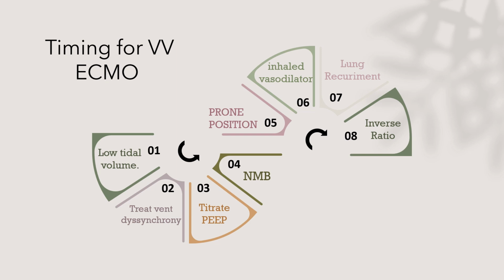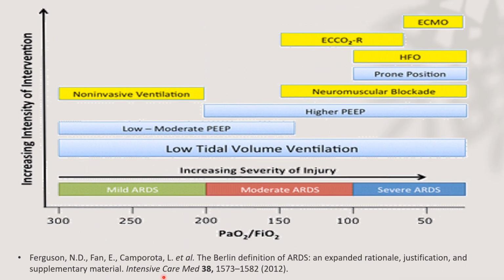What is the timing for VV ECMO? We should first do everything for the ventilation parameters: low tidal volume, treat ventilation dyssynchrony, titrate the PEEP, use neuromuscular blockade, prone position, and inhaled vasodilator. We can do lung recruitment and inverse ratio. In this diagram, we put a stepwise approach for the management of a patient with severe ARDS. Here we will find ECMO at the top of the management, after fulfilling all the different measures, from high PEEP, prone position, and neuromuscular blockade. So the last destination is ECMO.